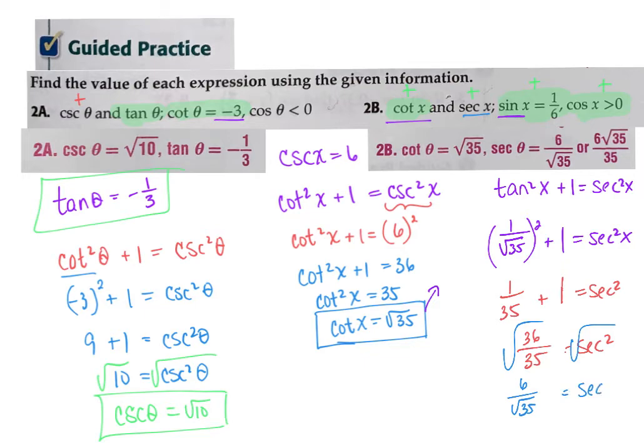That should be my secant, but of course I don't want to leave it like that, so I'm going to multiply the top and bottom by the square root of 35. So I should get that my secant here of x is 6 square root of 35 over 35.